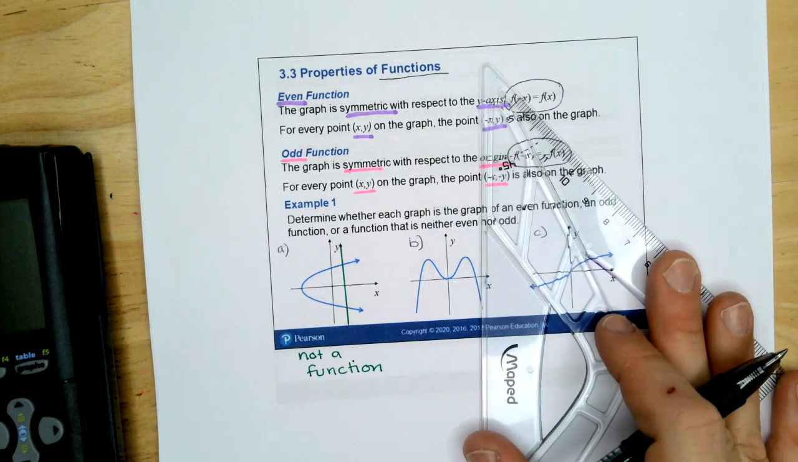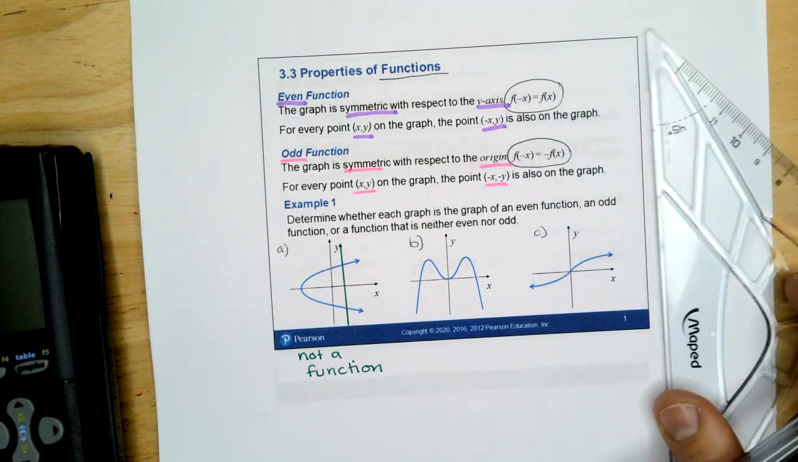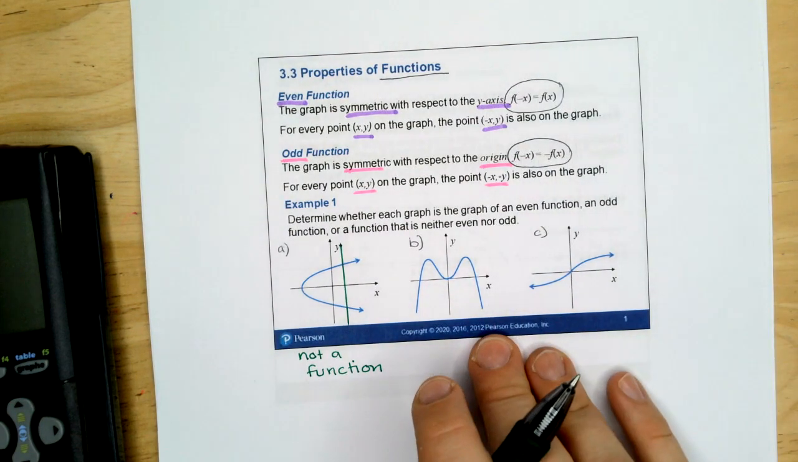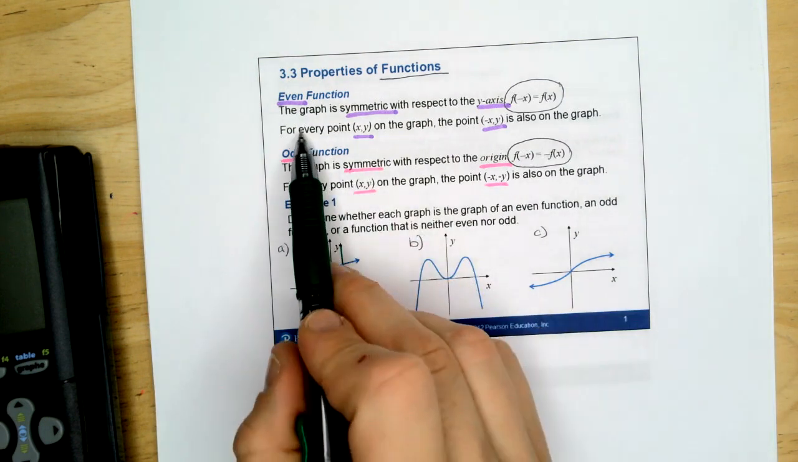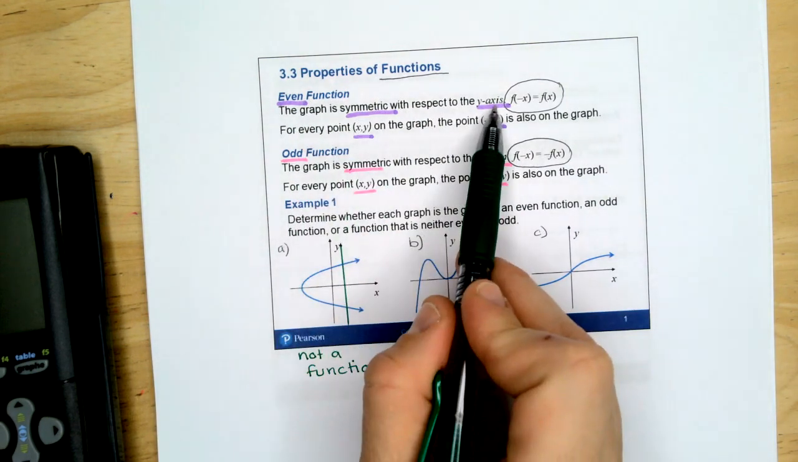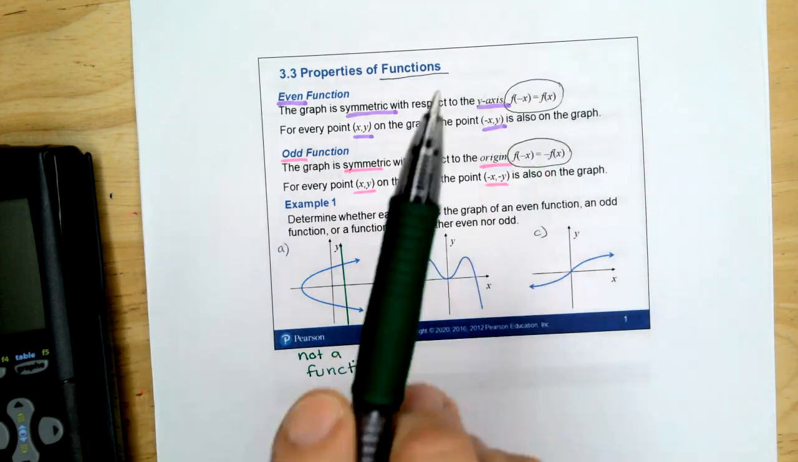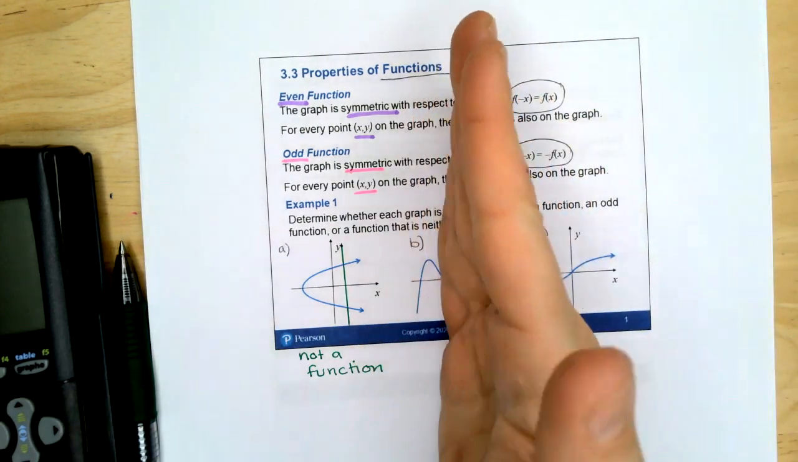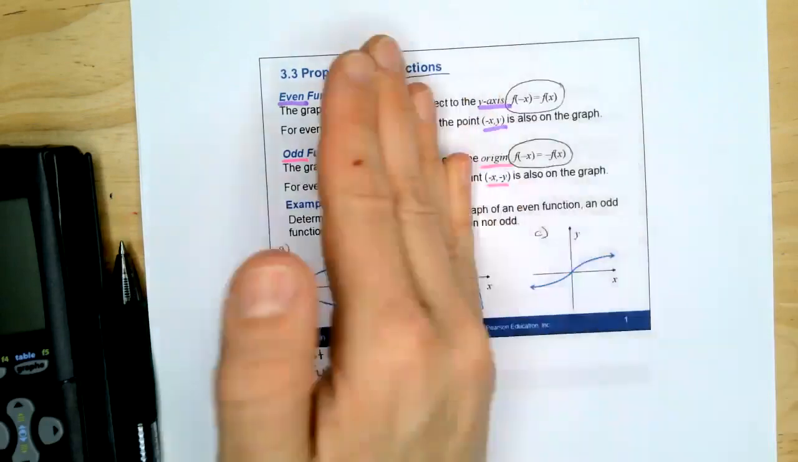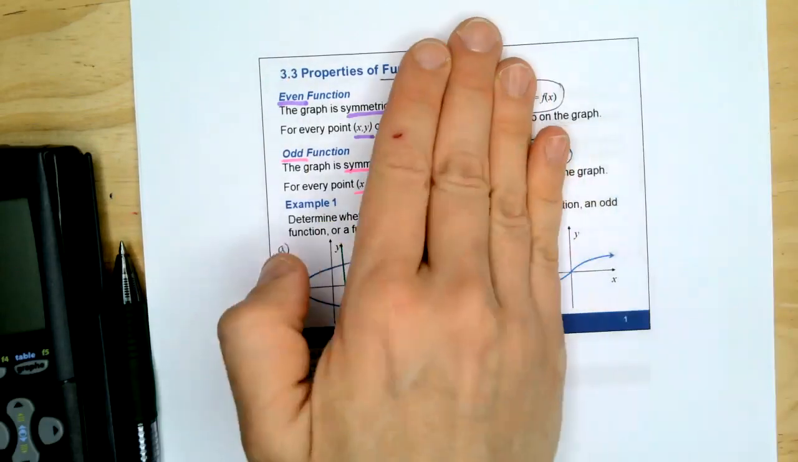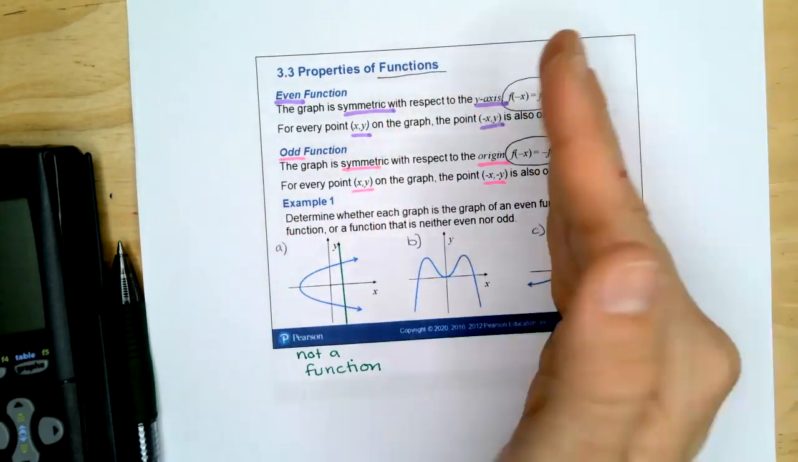B passes the vertical line test. C passes the vertical line test. So now our next questions are: is it even, symmetric with respect to the y-axis, or is it odd, symmetric with respect to the origin? You can take your mirror and hold it up to the y-axis and say, are those the same? C certainly is not the same.